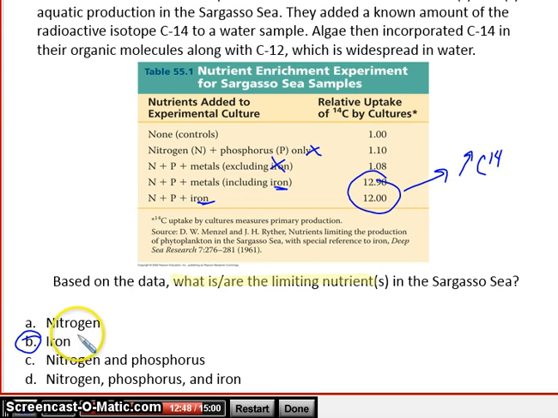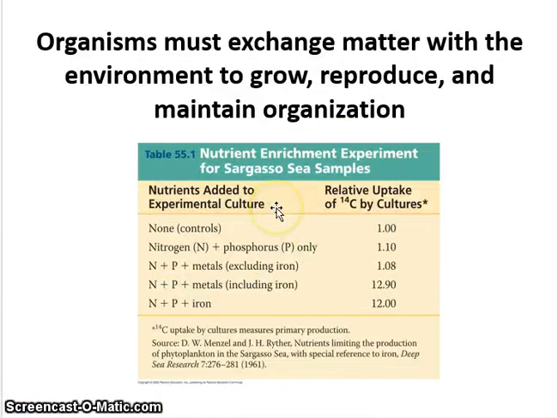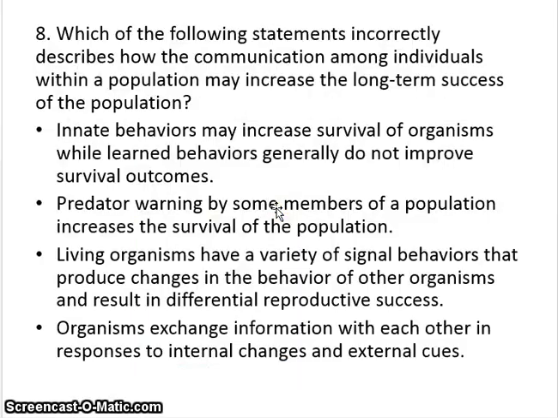What is a limiting nutrient? It's usually the one that slows the overall production. You have to have it in order to go fast. So if it's not present, it's going to affect the rate of production somehow. Let's look at this one. This one says organisms must exchange matter with the environment to grow, reproduce, and maintain organization. Keep in mind, usually nitrogen and phosphorus are typically limiting nutrients, but this example was just a little bit different. All right, let's see if we can get this one last minute.